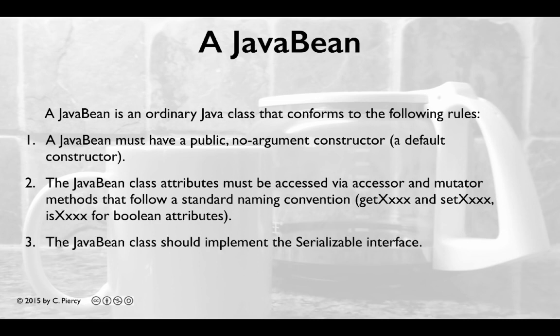And 3. The JavaBean class should implement the serializable interface. This allows Java applications and frameworks to save, store, and restore the JavaBean state.